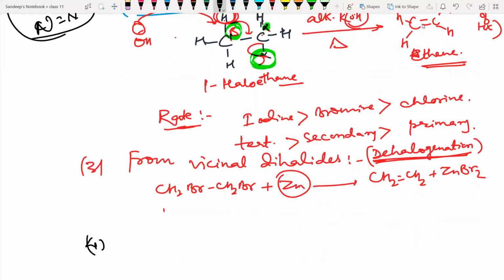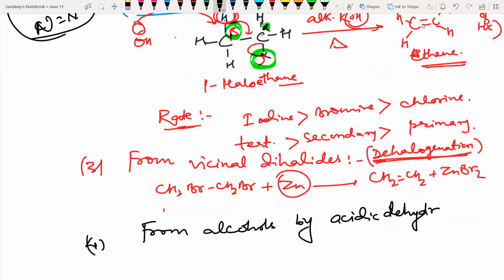Next reaction is from alcohols by acidic dehydration. When alcohols are treated with dehydrating agents like H3PO4, H2SO4, then they undergo dehydration to form alkenes.